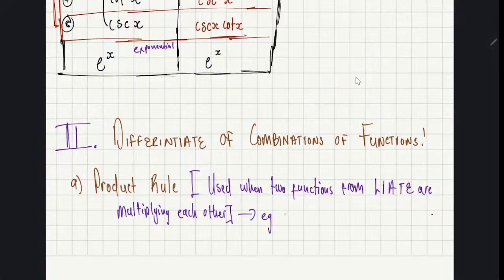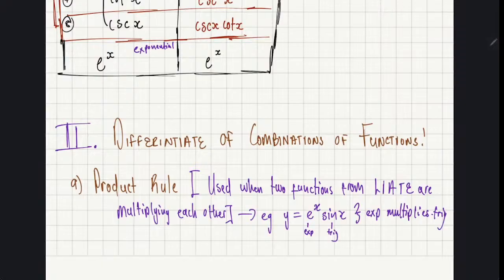E.g., y equal to e to the x sine x. Okay? Exponential multiplies trig. Okay? Because this is exponential, this is trig. So, it's good for you to know when this rule is used. Now, you must know how it is used. Let's see what it says.